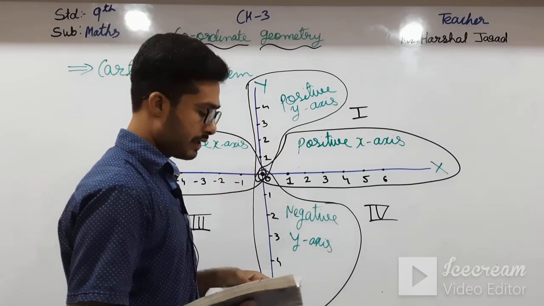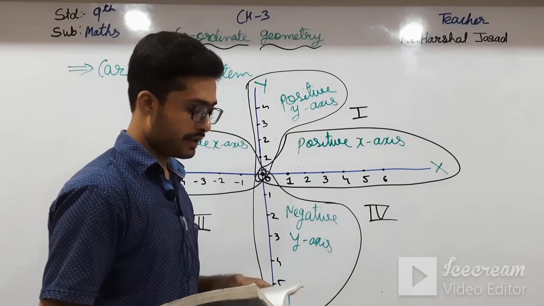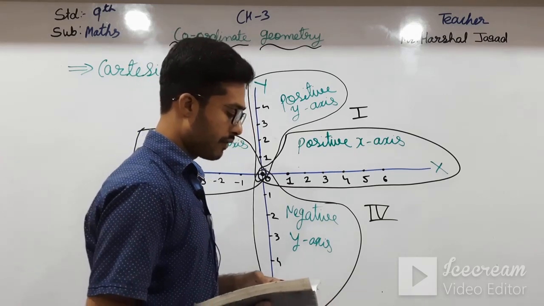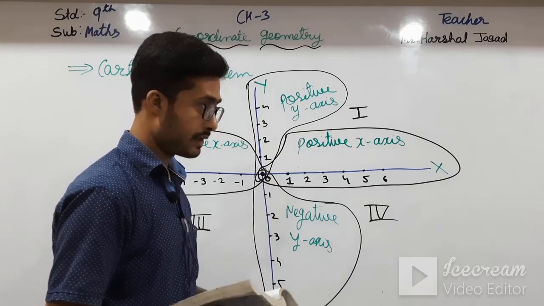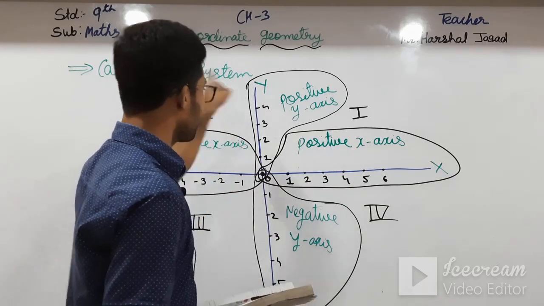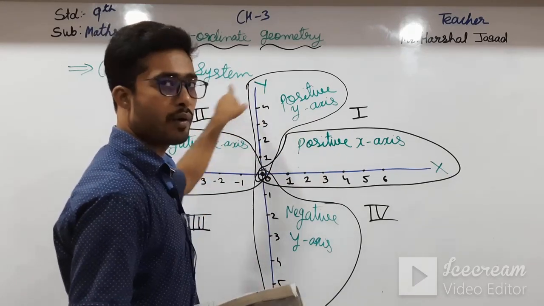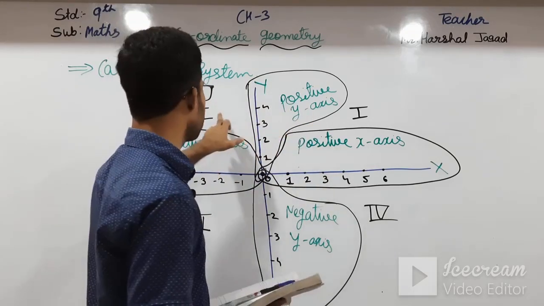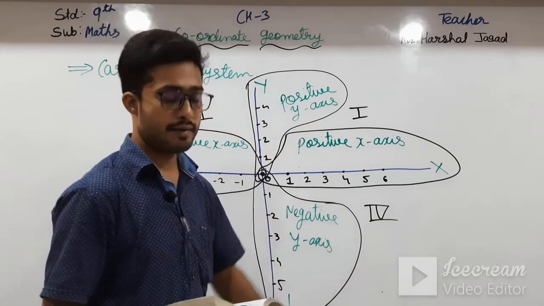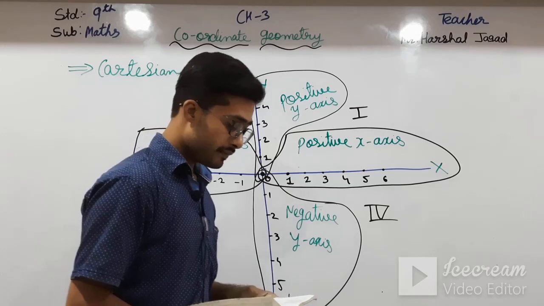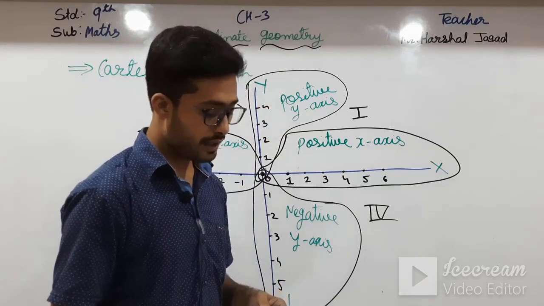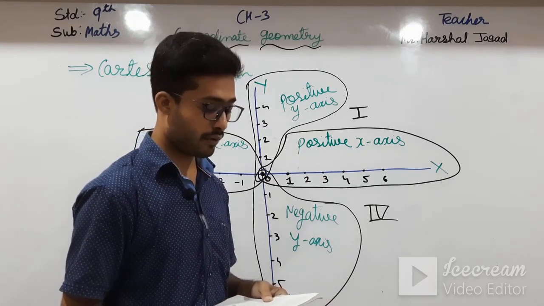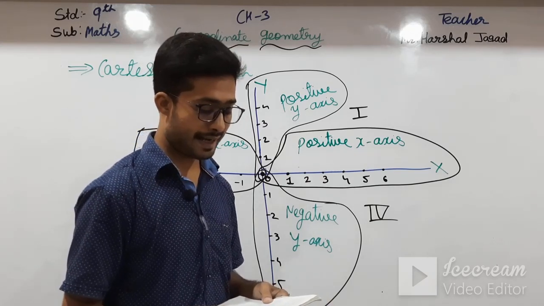Okay students, see here it is given the names number 1, number 2, number 3 and number 4 anti-clockwise. This is clockwise and this is anti-clockwise. See here, quadrant 1, quadrant 2, quadrant 3, quadrant 4. So the plane consists of the axes and these quadrants. We call the plane the Cartesian plane or the coordinate plane or the xy plane.